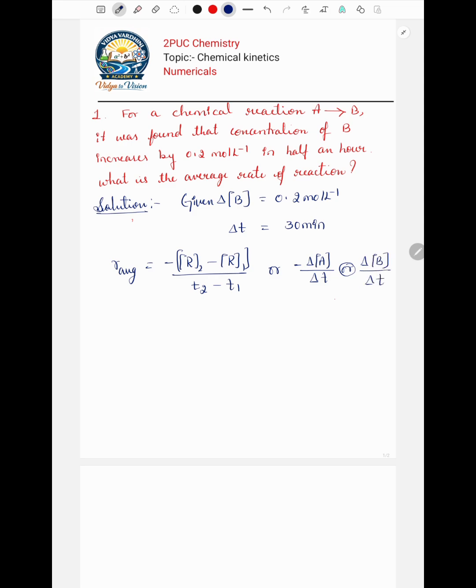As in the question the concentration of product is given, we can directly take average rate equals concentration of B divided by the time duration. Here the change in the concentration of B is given, 0.2 mole per liter, and time is given, delta T, that is 30 minutes. After the calculation, average rate of the reaction is found to be 0.0066 mole per liter per minute. Here as the time value is given in minutes, it becomes per minute. Okay, this is the answer for this question.